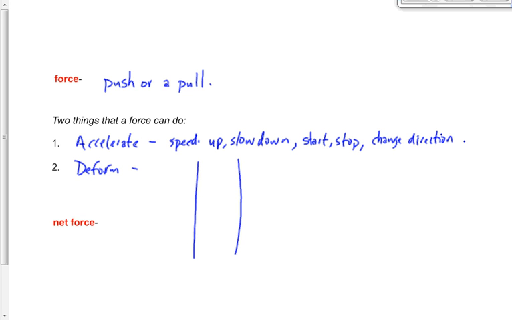Now, it's possible to do both. When a car is involved in a crash, does the car deform? Yeah, it does. It deforms because of a force that was applied on the car. But does it also accelerate? Yeah, it probably either speeds up or slows down or changes direction. So it's possible to have both, but it's not necessary to have both. Okay, a force can do one or both of the following things. It can accelerate the object, or it can deform, or change the shape of an object.